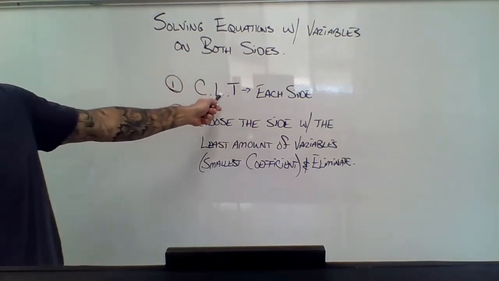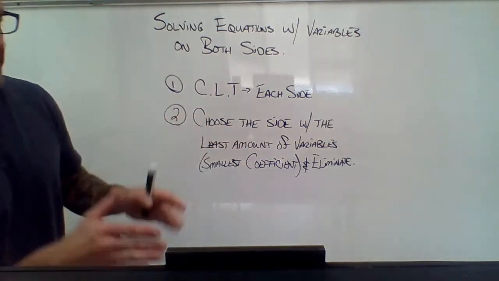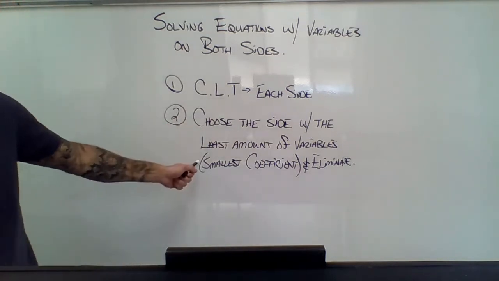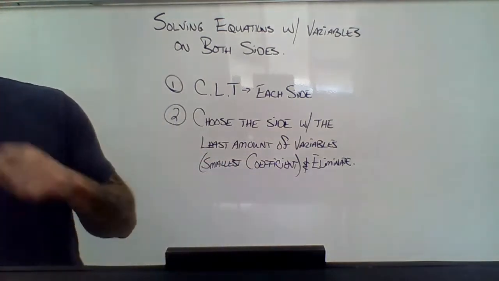Step one, we will combine like terms if necessary, and that's each side separately. Number two, we will choose a side with the least amount of variables, and that means the smallest coefficient, and then we will eliminate. Pause the video, write this down, I'll be right back.